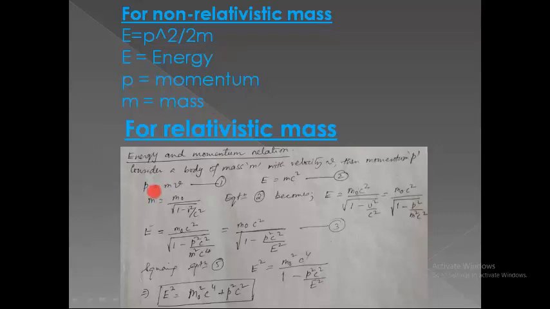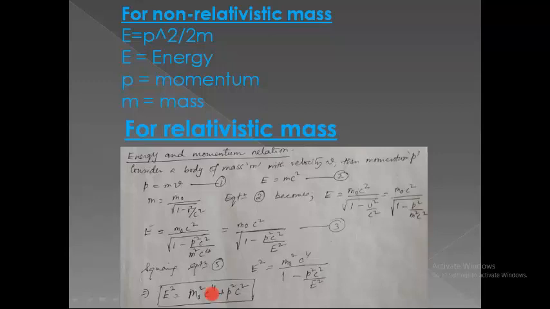But now, if the body has relativistic mass, which means that the body is moving with velocity close to the velocity of light, that means mass is changing. In that case, the energy and the momentum relation is not this one. It is this one: E square is equal to m0 square c to the power of 4 plus p square c square. What is E? E is the energy. m0 is the rest mass, when the body is stationary or moving with some velocity which is not comparable with the velocity of light. And p is the momentum and c is the velocity of light.